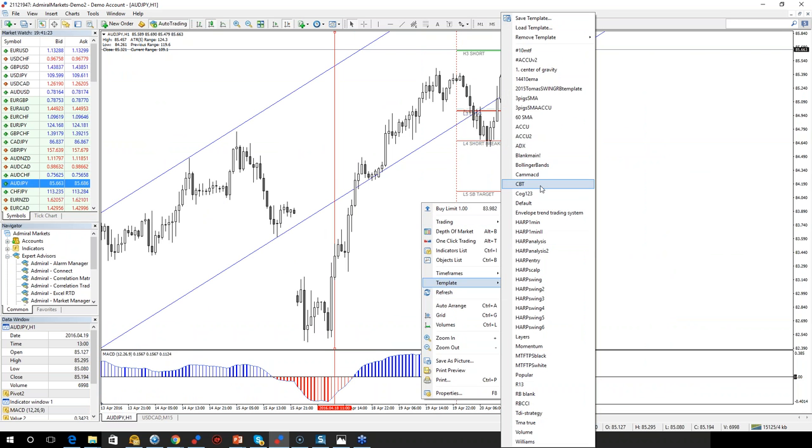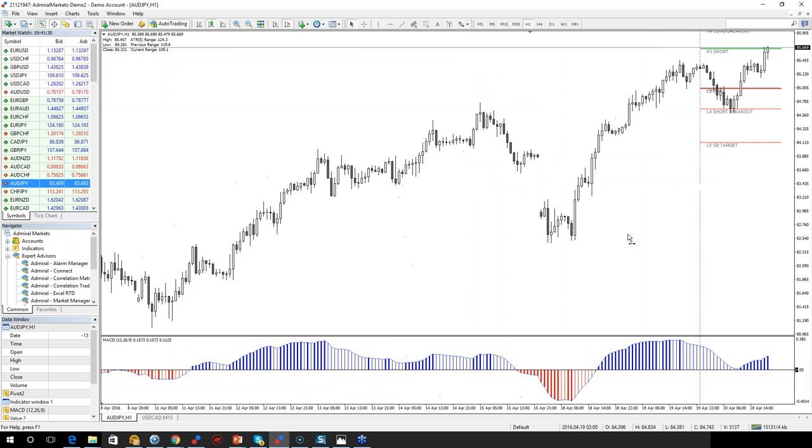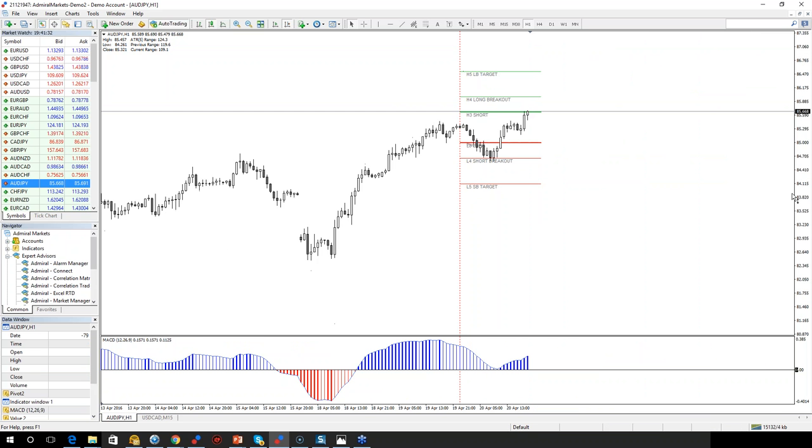Okay, this is here. Let's see if we have some patterns. Yeah, well, guys, this is end of day inverted head and shoulders here. Look at this, inverted head and shoulders, end of day trading.